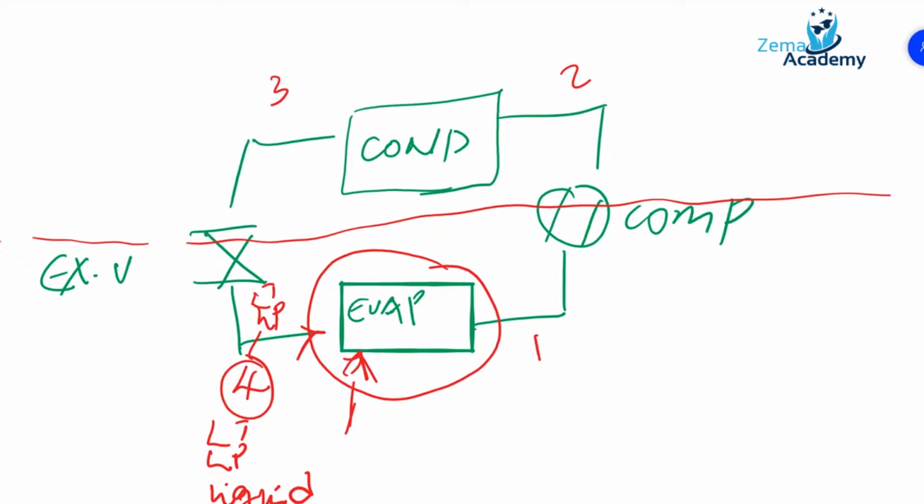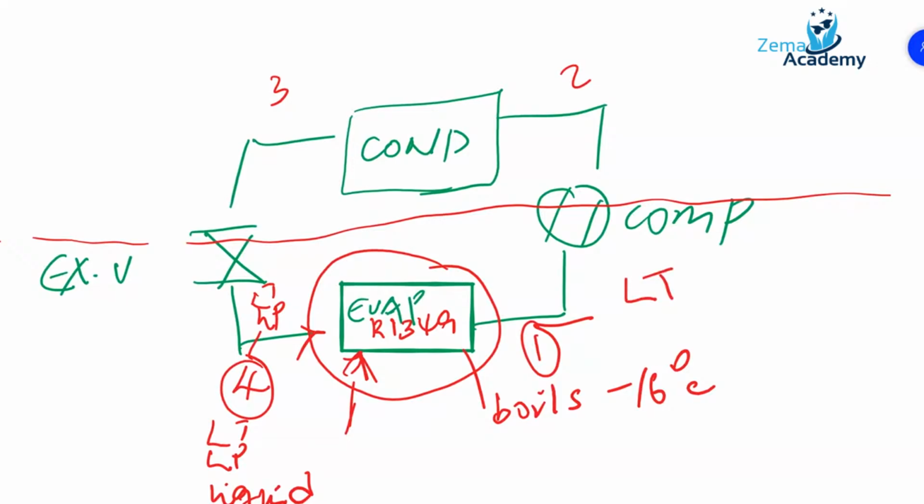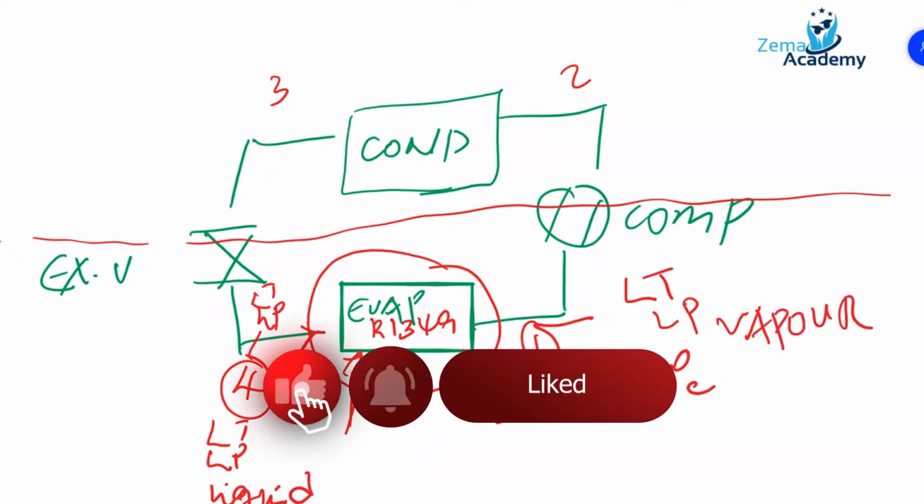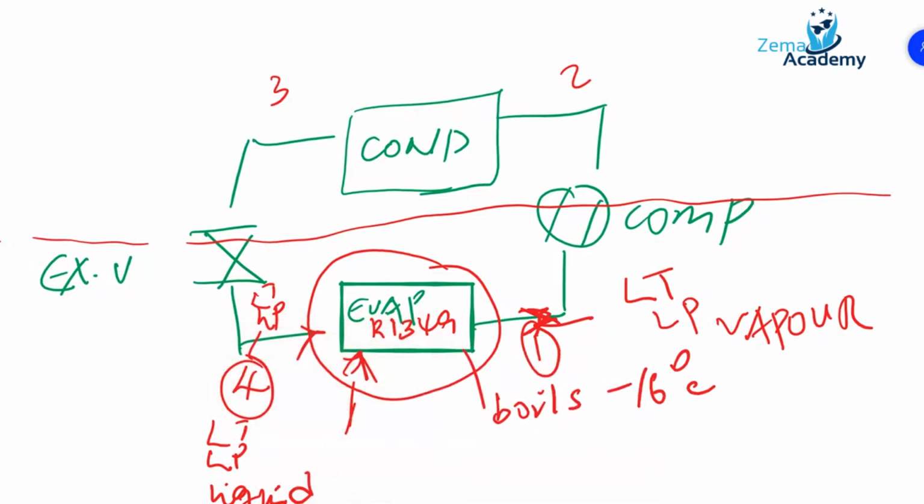And of course, as it travels through the heat exchanger, or the evaporator, the refrigerant boils. The advantage of using a refrigerant is that it boils at a very, very low temperature. For instance, if we take R134A as an example of a refrigerant, it boils at minus 16 degrees C. So that low temperature and low pressure liquid gets boiled, and when it comes out at point 1, we have low temperature and low pressure vapor.